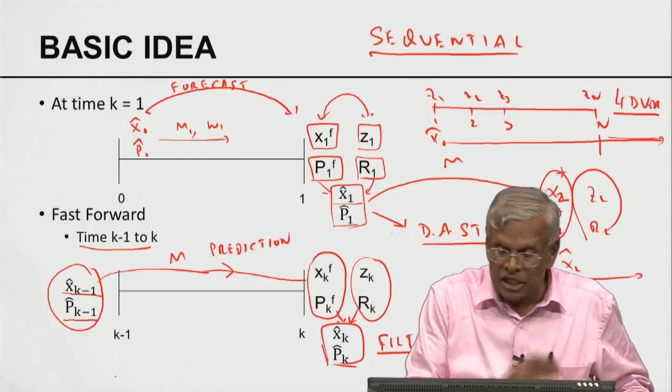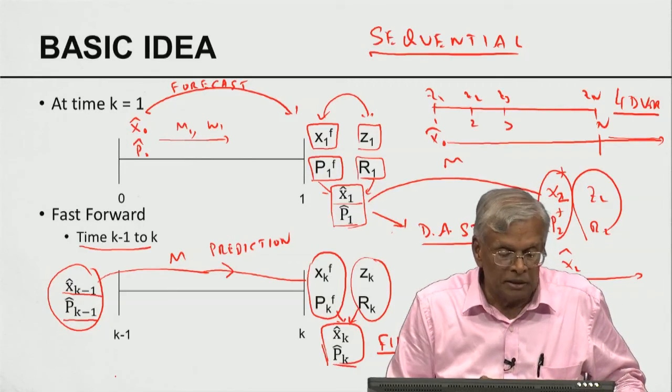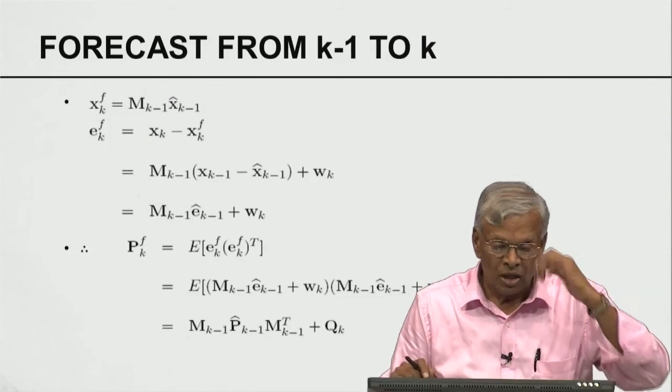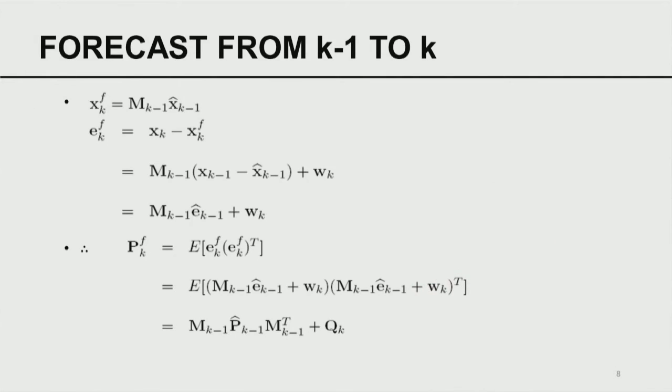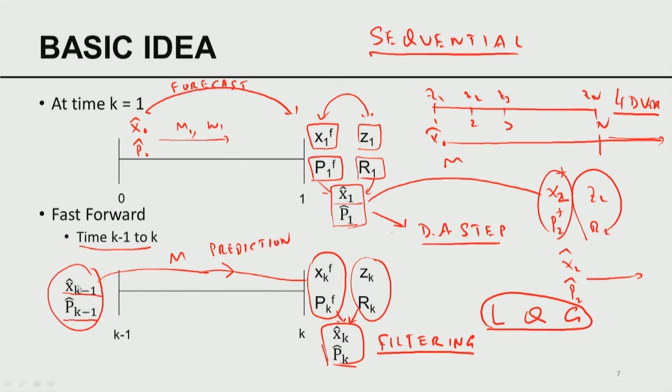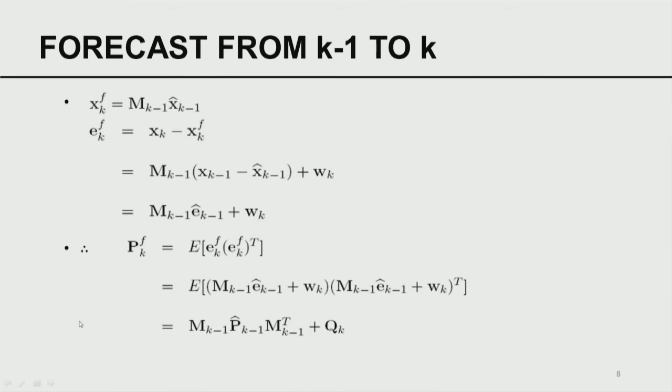I hope the sequential aspect of the idea is clear now. So what am I now going to do? I am simply going to run through the mill. I have been given x hat k minus 1, P hat k minus 1. I am going to run through the model. So my forecast at time k: pull the analysis through the model, you get the forecast. Then you get the forecast error. If you have the forecast error, this is the expression for it.